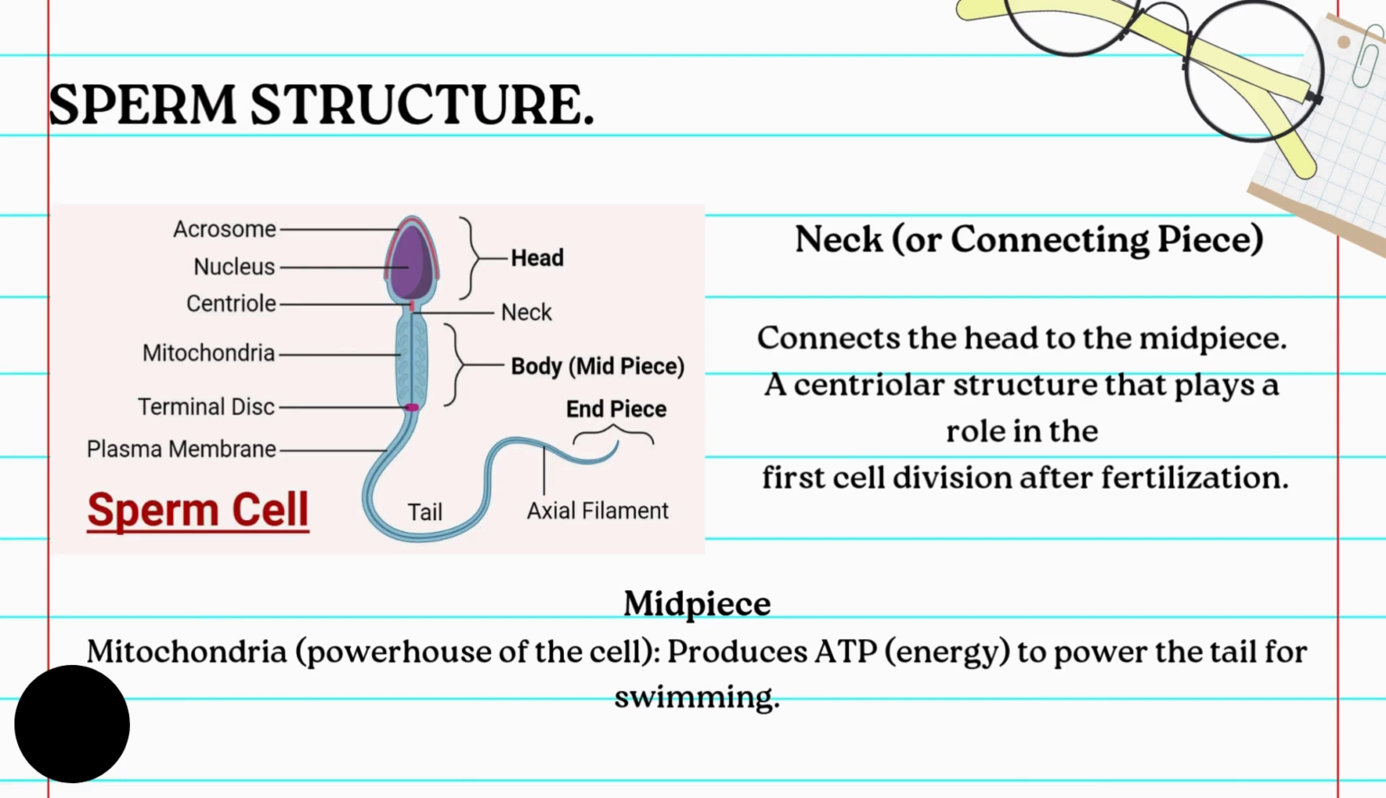Then, before we get to the mid piece, we have the neck, and the neck has a centriole, which plays a role in the first cell division after fertilization. But we will talk about that once we have done the female reproduction. And then we have the midpiece. The midpiece contains the mitochondria, and we know the mitochondria provides energy, ATP, and this energy allows for the sperm to be able to swim.